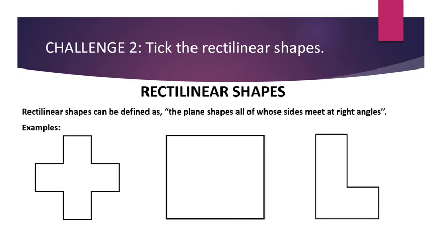Now question number 1 of challenge 2, you have to tick the rectilinear shapes. There are many shapes given, but you will tick those shapes that are like the ones given in the example. These are rectilinear shapes. Okay students, you will tick this shape and this shape from your question number 1 of challenge 2. Only these three shapes are rectilinear shapes. Okay students, you got it?